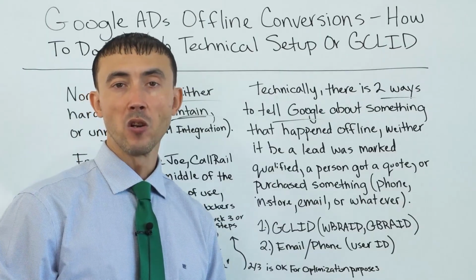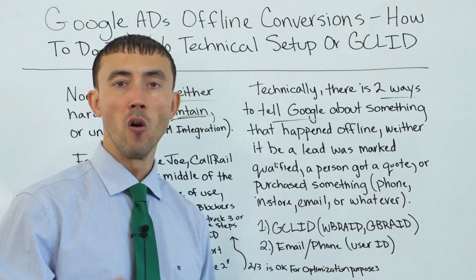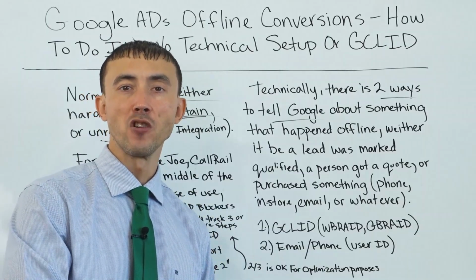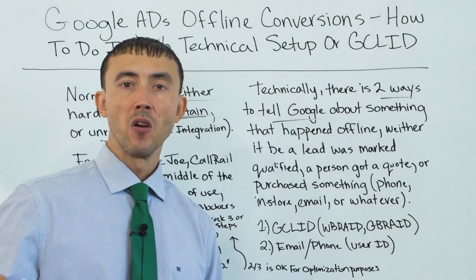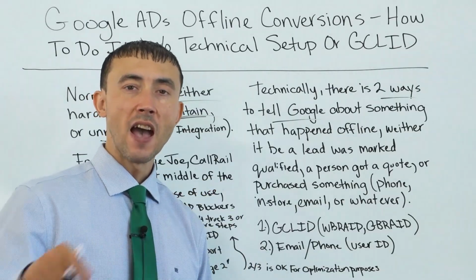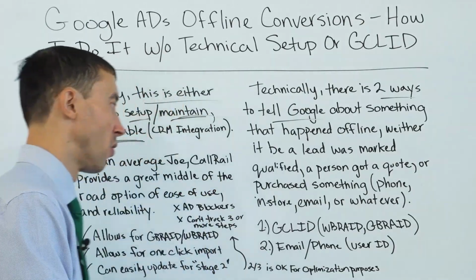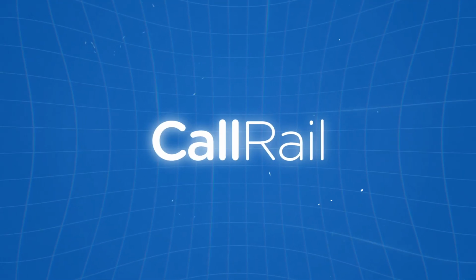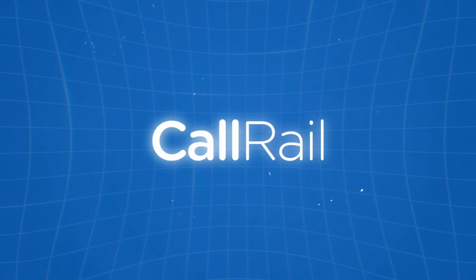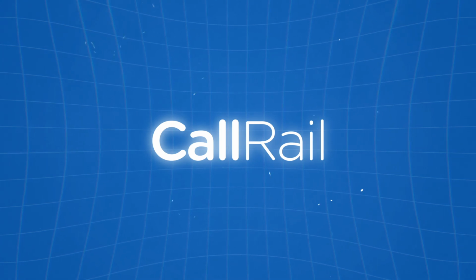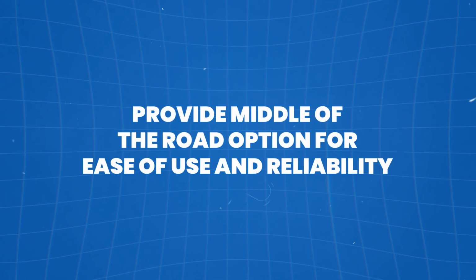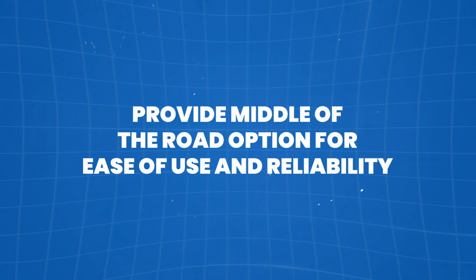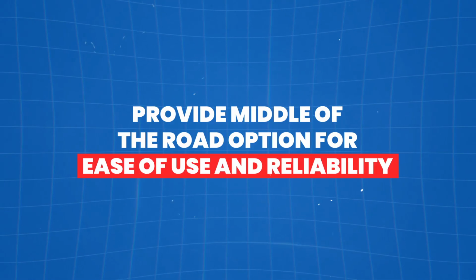There's a better solution for the average Joe out there that wants to do the offline conversion tracking, get all the benefits from it without all the seeming BS involved with the process, or as little of it as possible. For the average Joe, CallRail itself, and again, I'm not getting paid by CallRail here as much as it may seem, provides a great middle of the road option for ease of use and reliability.